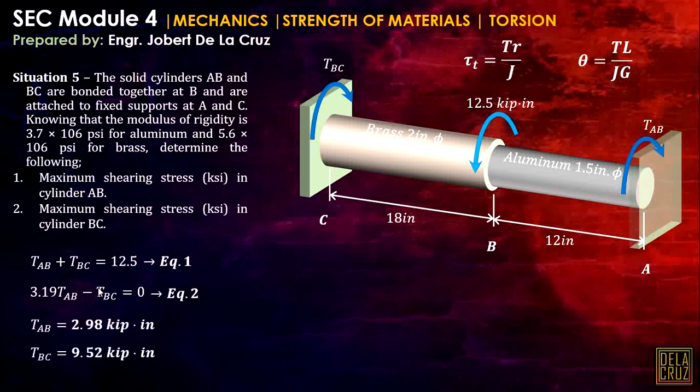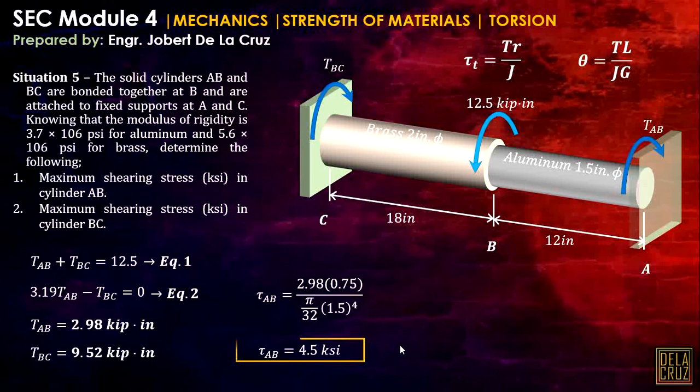And grab your calculator. 2 equations to announce, and those are the torsions at each member. So by now, we can calculate these stresses. For member AB, following this formula, TR, so our R is of course half ng ating 1.5 or 0.75 divided by the J, pi over 32 times diameter raised to 4. That is the answer. And for member BC, the same pa rin, 9.52 kips inch times the radius of this one. So that should be 1 inch divided by the J, and that is 6.06.